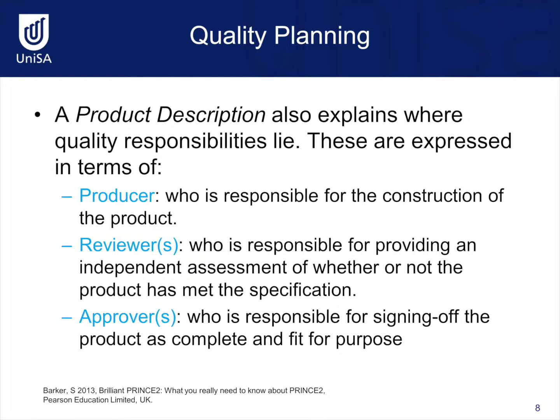The producer is the person who is responsible for constructing the product. The reviewer or reviewers are responsible for assessing whether or not the product has met the specification. The approver or approvers are responsible for the final sign-off of the product to say that it is complete and fit for purpose. Having this information in the product description ensures that everyone is clear about their role and responsibility for each product in a project.